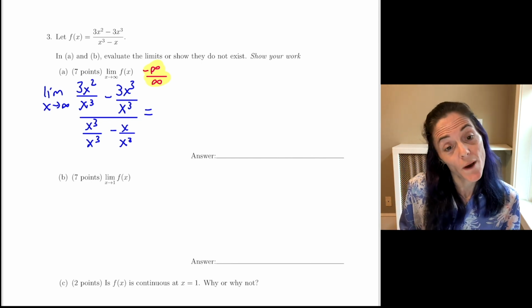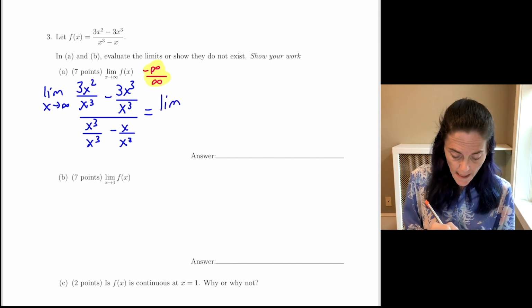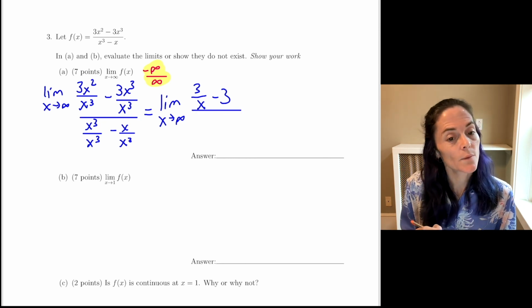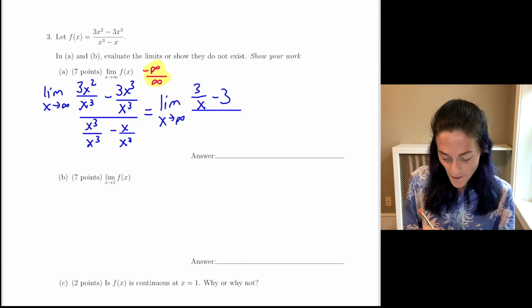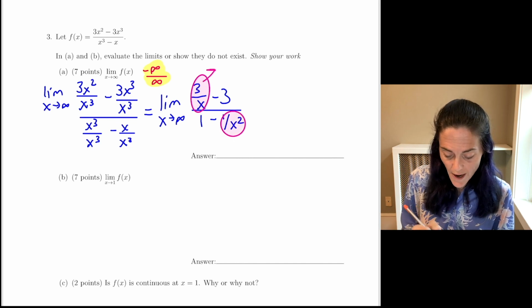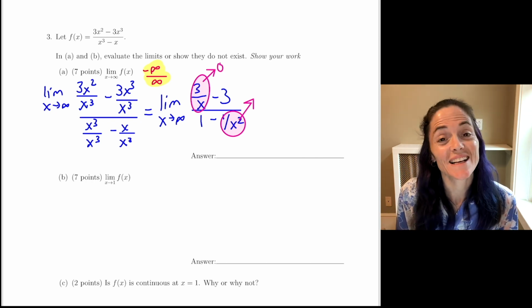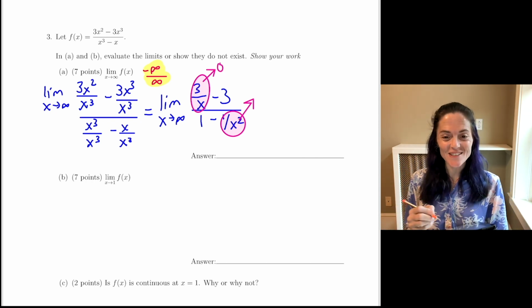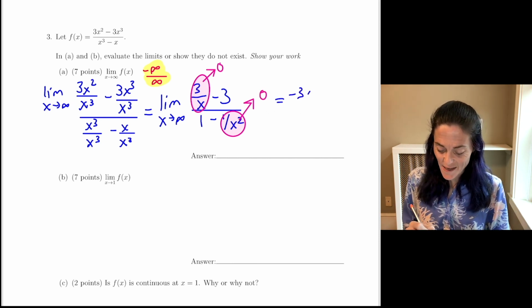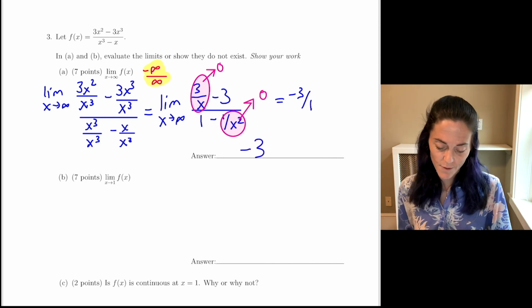We can simplify each one of these. So we have the limit as x goes to infinity. This one is 3 over x, we have minus 3, and then in the denominator, we have 1 minus 1 over x squared. Okay, we're in wonderful shape. 3 over x, as x grows without bound, goes to 0. 1 over x squared, as x grows without bound, also goes to 0. So you see the limit here is -3 divided by 1, and I can write my answer, -3.